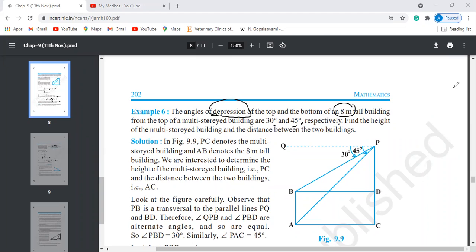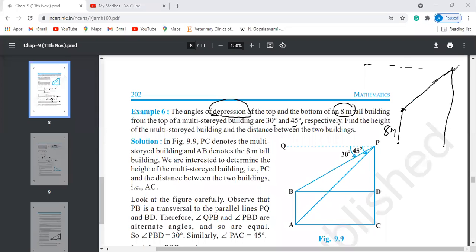What does it mean? There is one multi-story big building and one more, which is an 8-meter tall building. So what they are saying is the angle of depression of the top and the bottom of the 8-meter building, from the top of the multi-story building from here, is 30-degree and 45-degree. Now, for the angle of depression, you have to take it like this.